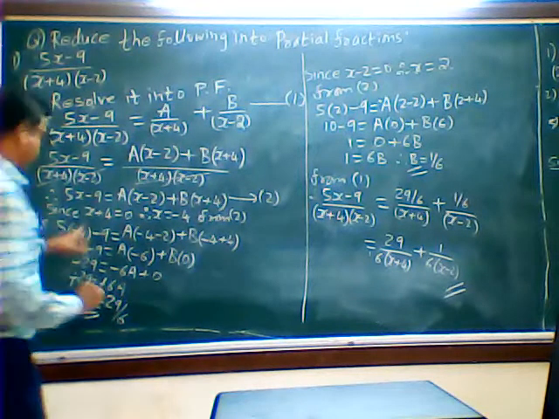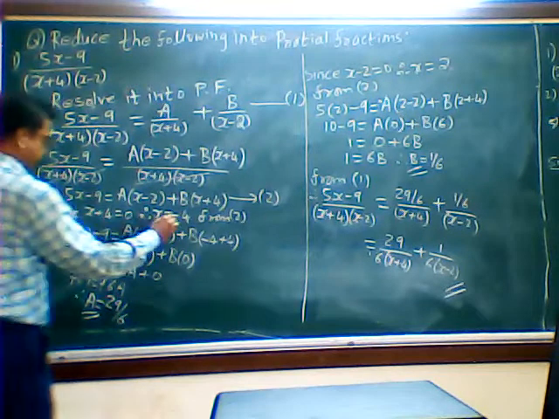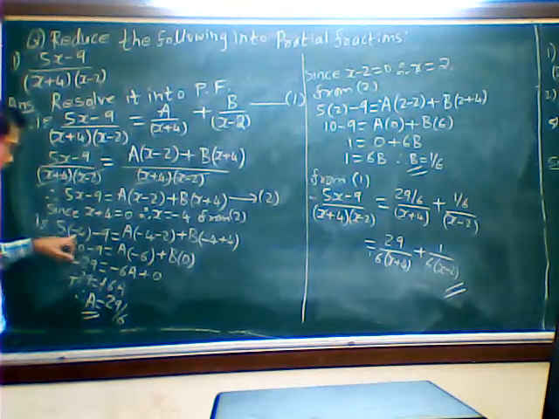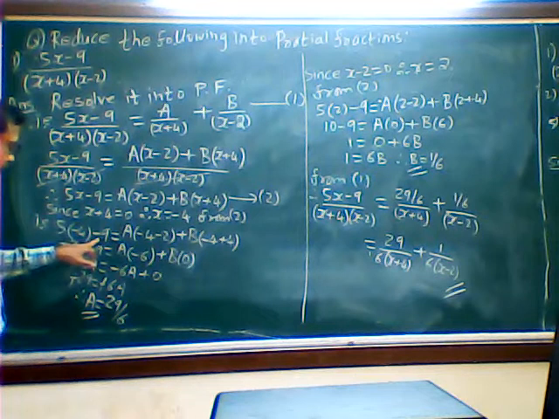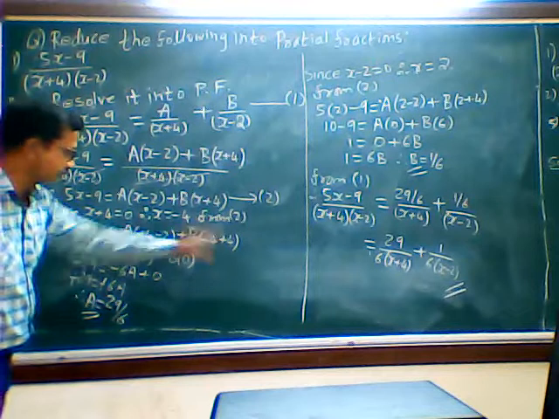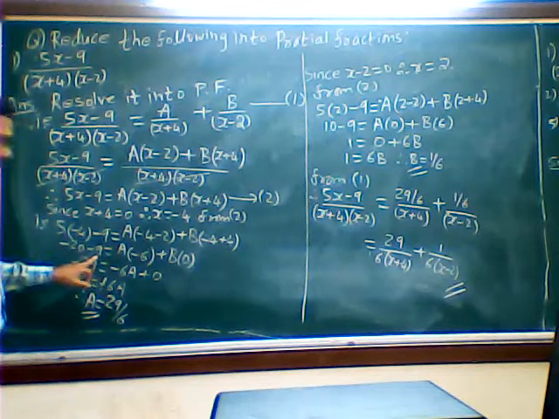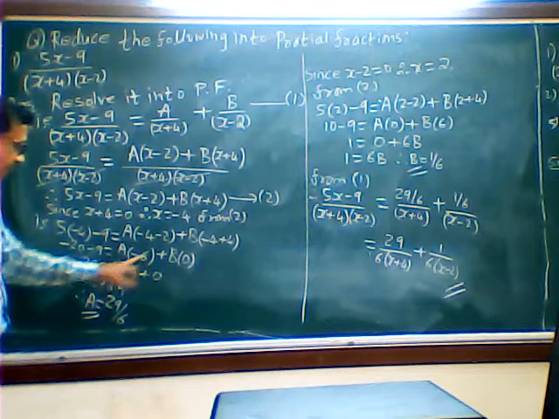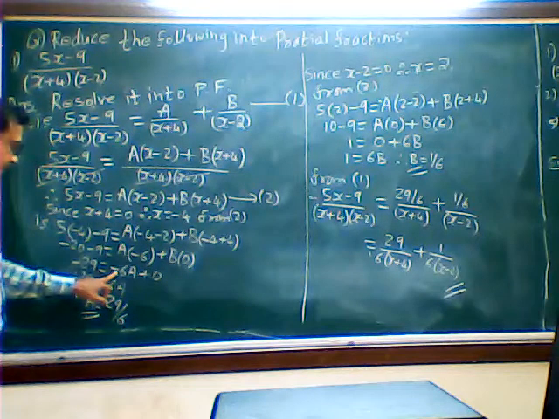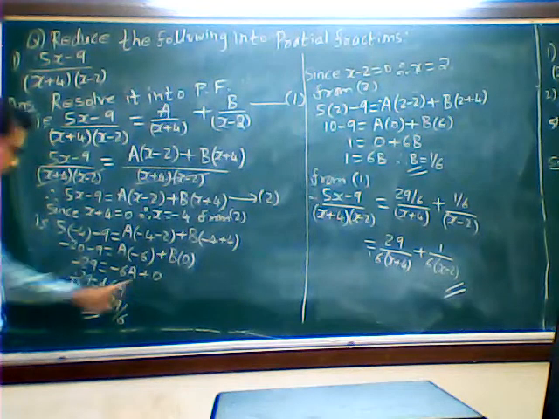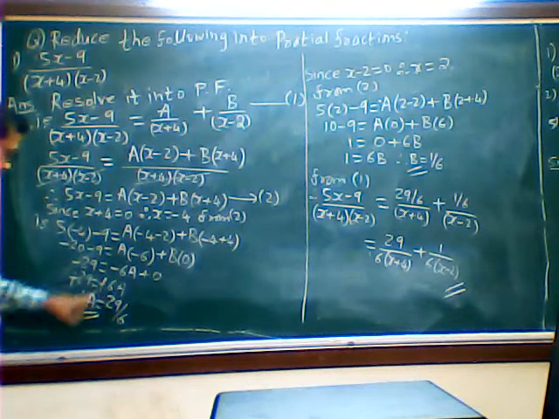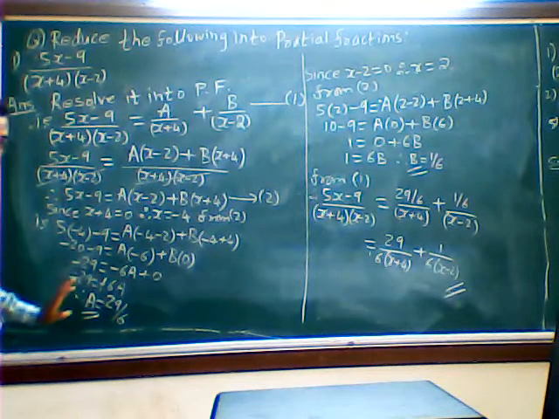Since x plus 4 is equal to 0, therefore x is equal to minus 4 from 2. Wherever x is there, I am putting the minus 4 value. 5 into minus 4 minus 9, A into (minus 4 minus 2), plus B into (minus 4 plus 4). Minus 20 minus 9 is minus 29, A into minus 6 plus B into 0. Minus 29 is minus 6A, B into 0 is 0. So I got minus 29 equals minus 6A, minus minus I will cancel it, A is 29 upon 6.